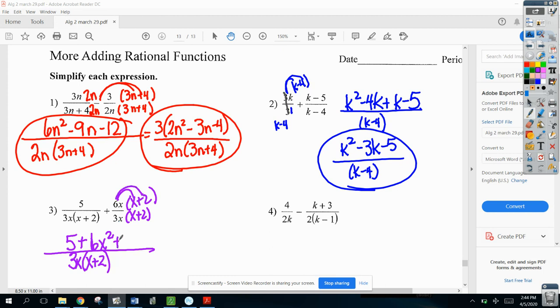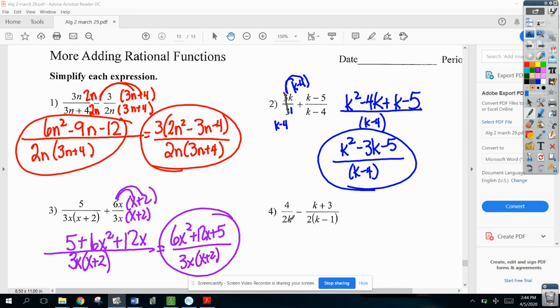And so you get 6x times x gives you 6x squared. 6x times 2 gives you plus 12x. None of those add together. I would write them in order. I would write 6x squared plus 12x plus 5 all over 3x times x plus 2.